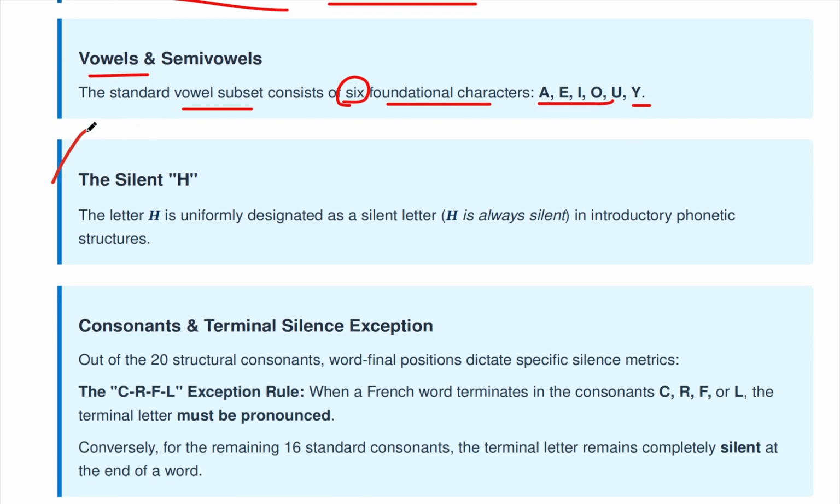Number 2, I've already told you that H is always silent. Okay, H is always silent in the introductory phonetic structures.